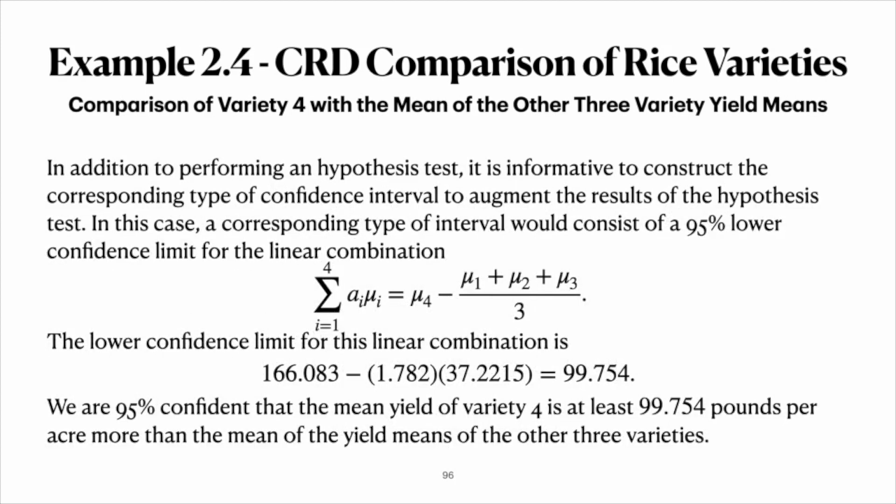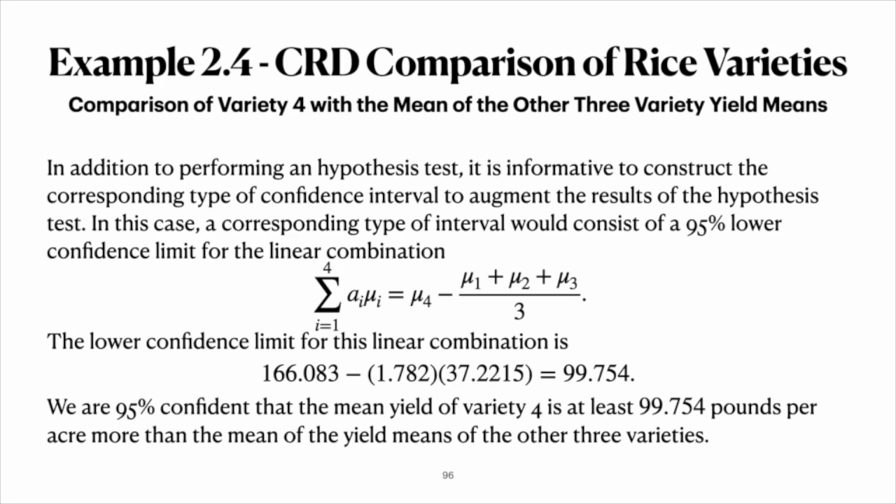Now, it's usually not enough just to perform a hypothesis test. We're typically interested also in constructing a corresponding type of confidence interval. And in this situation, again, it's informative to construct the corresponding type of confidence interval to augment the results of this test. Now, in this case, a corresponding type of interval would consist of a 95% lower confidence limit for the linear combination given here.